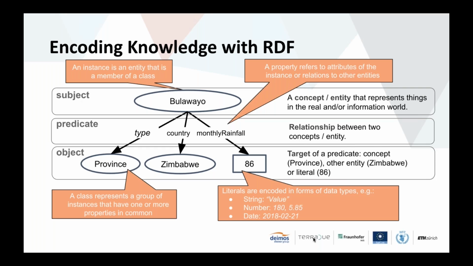There's different kinds of objects. Some can be other objects, like Zimbabwe, which is a country, and others can be a number, which is 86, which is just a value now. Here is the amount of rainfall in presumably centimeters. So that's the basic concept of RDF, okay? We go to the next slide.